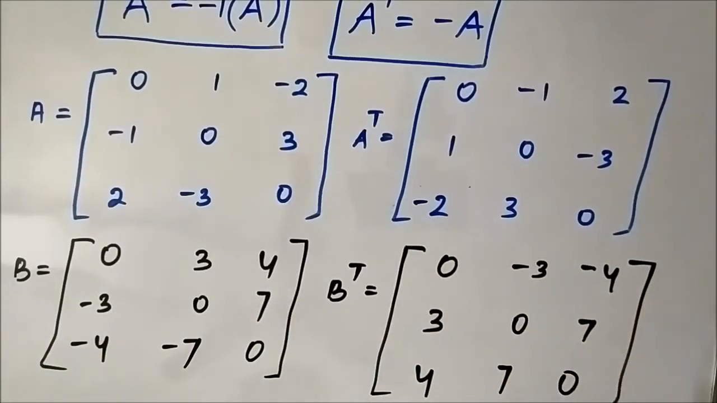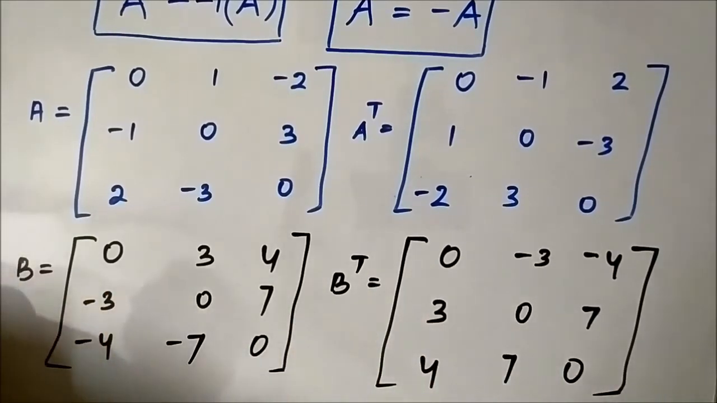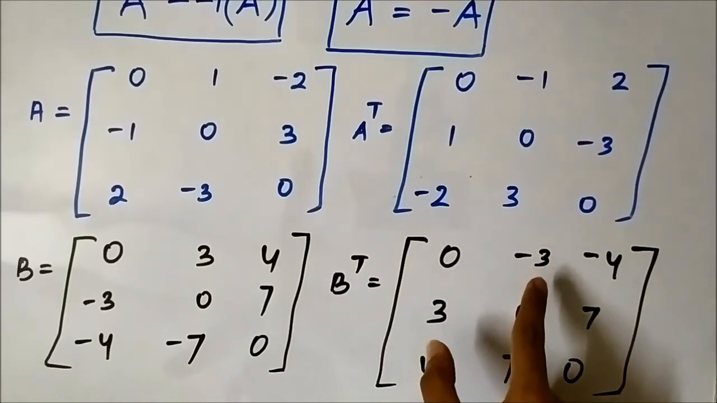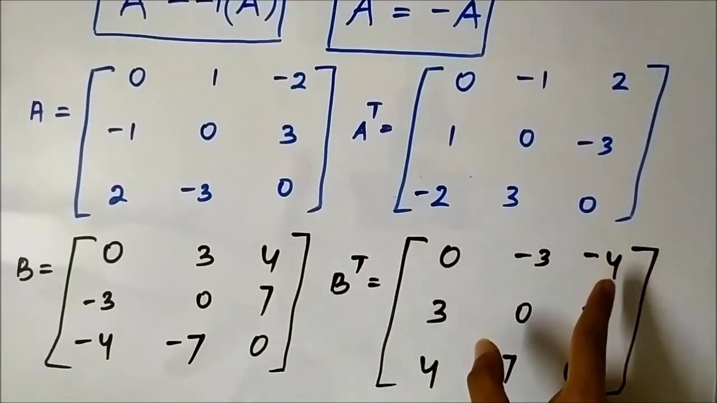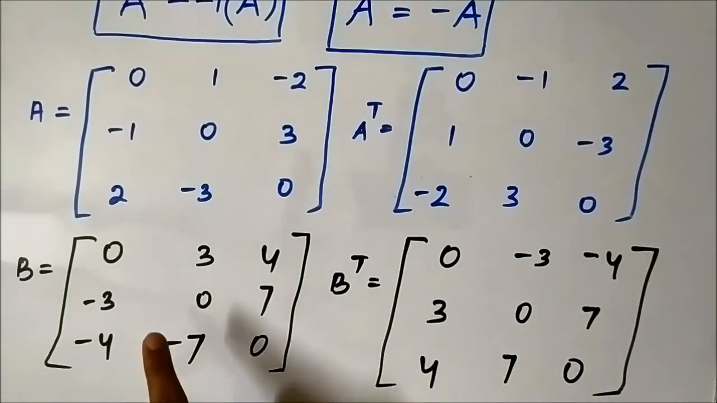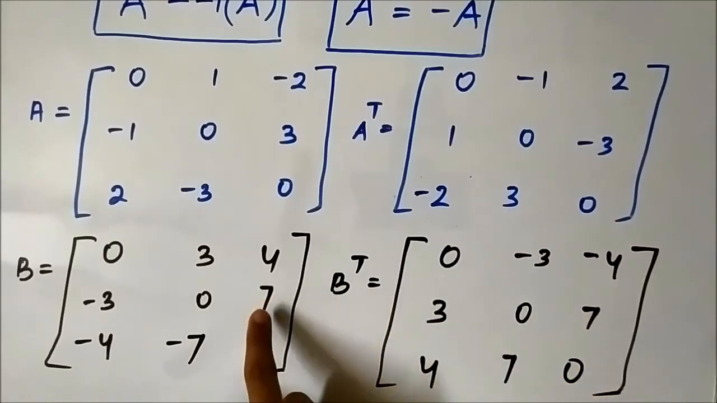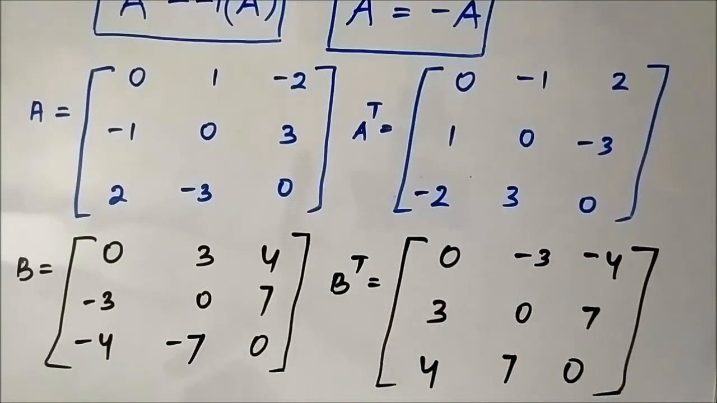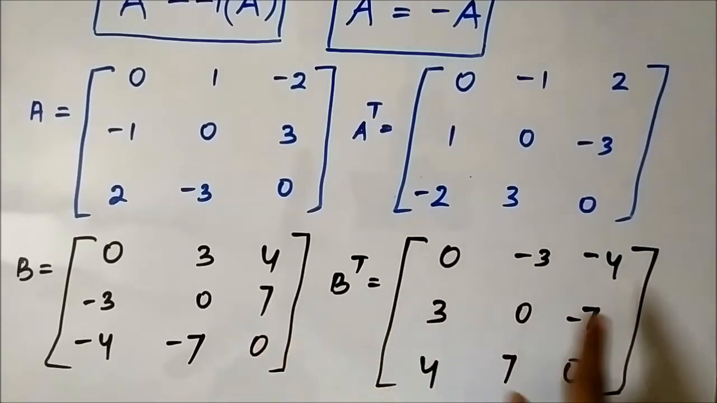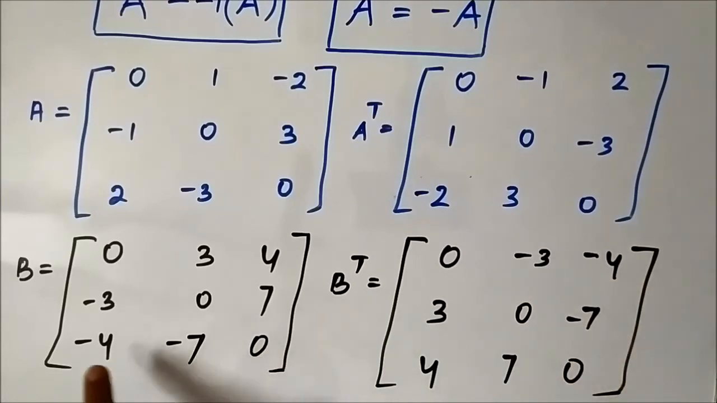Here also, if we compare both the matrices element by element, we will see that in this matrix each element is multiplied with minus 1 with respect to the original matrix. You see here 0 is 0 because multiplication of 0 with anything becomes 0. 3 becomes minus 3, multiplied with minus 1. 4 becomes minus 4. Minus 3 becomes 3. 0 stays 0. 7 becomes minus 7. Minus 4 becomes 4, minus 7 becomes 7, and 0 stays 0.